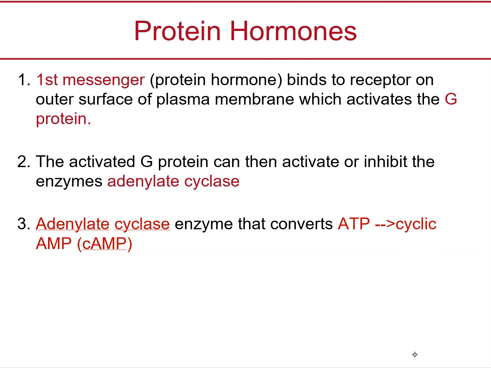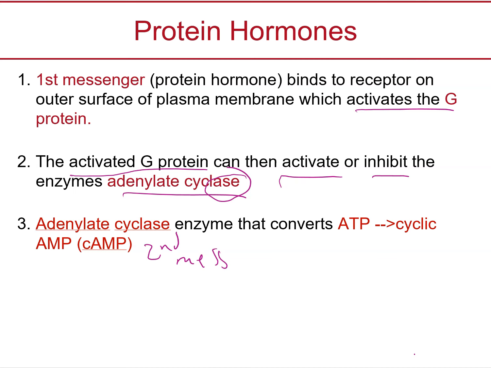If we look at this step by step, we know the first messenger is the protein hormone. It binds to the receptor, which activates the G protein. Now, that G protein, the green intermediary protein, can activate or inhibit an enzyme, adenylate cyclase. Notice it ends in -ase, enzyme. This is the enzyme that converts ATP into cyclic AMP. Remember, cyclic AMP is the second messenger. So we can activate and form the second messenger, cyclic AMP, or we can inhibit it and not make it.